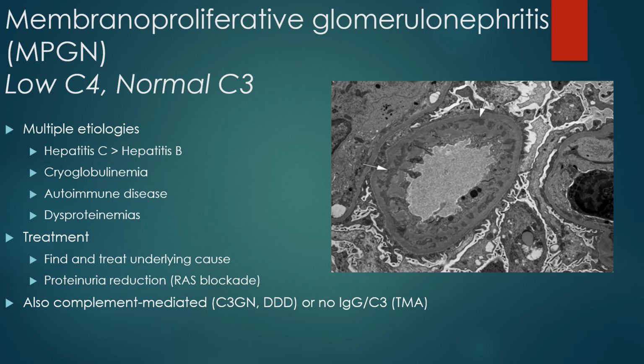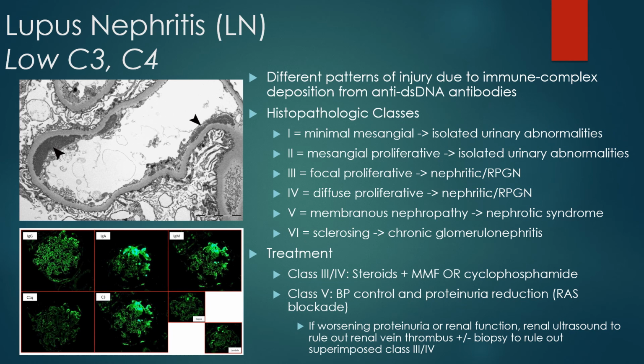There's now a new classification system for MPGN, which separates it into immune complex only, complement-mediated, such as C3GN or dense deposit disease, or non-complement mediated, such as in thrombotic microangiopathy. As lupus is a complement-mediated disease, lupus nephritis is categorized into an immune complex disease with low C3 and low C4. There are different patterns of injury due to different locations of the immune complex deposition from anti-double-stranded DNA antibodies.